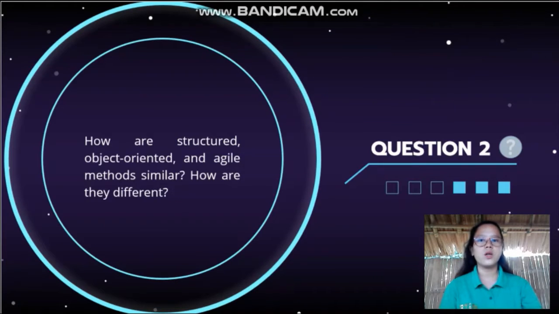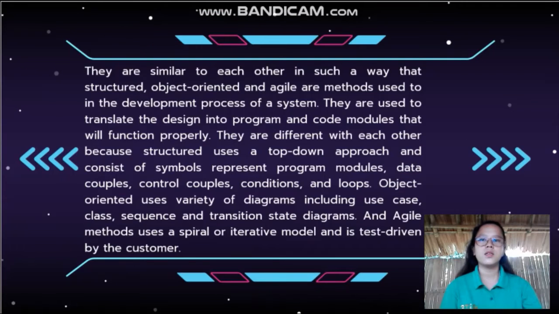Question number 2. How are structured, object-oriented, and agile methods similar and how are they different? They are similar to each other in such a way that structured, object-oriented, and agile methods are used in the development process of a system. They are used to translate the design into program and code modules that will function properly.